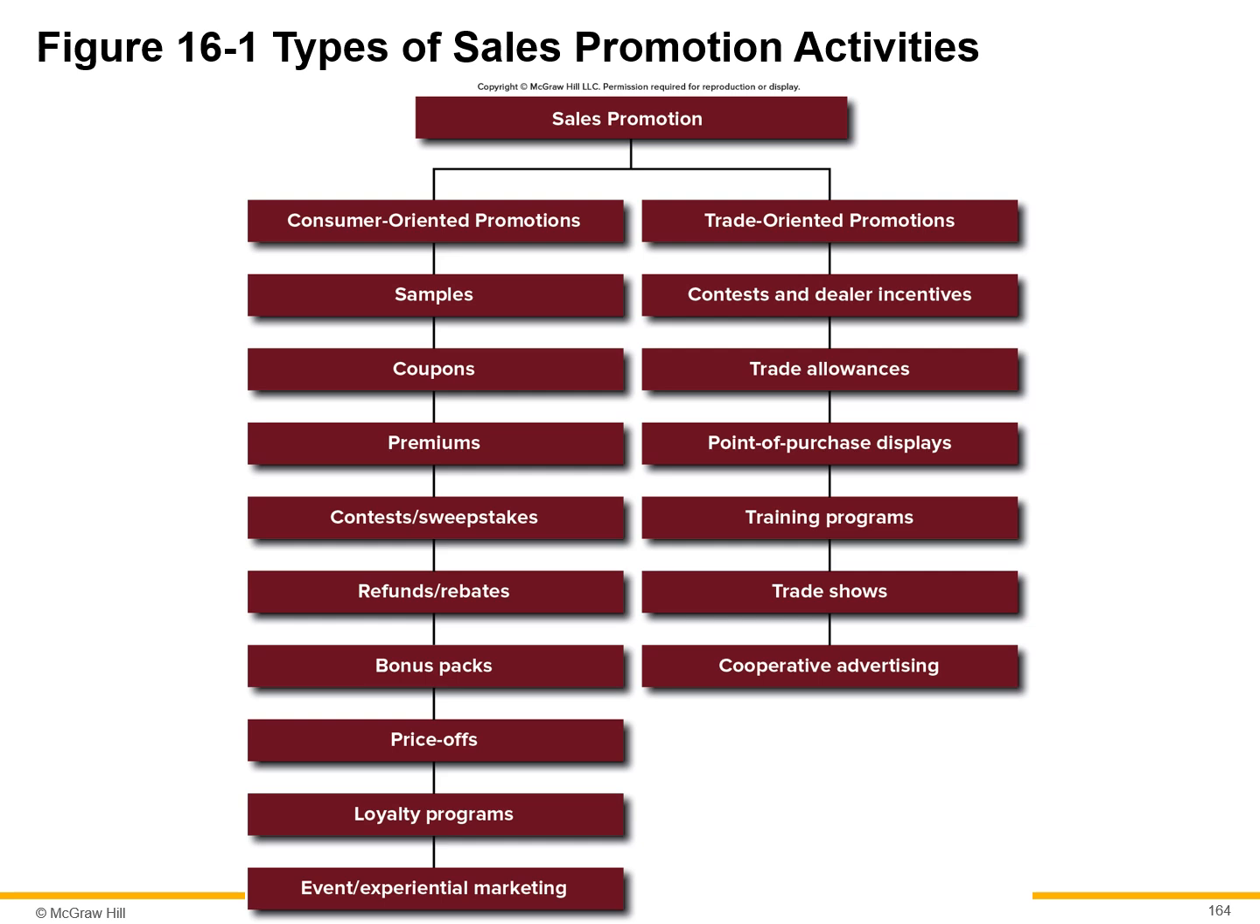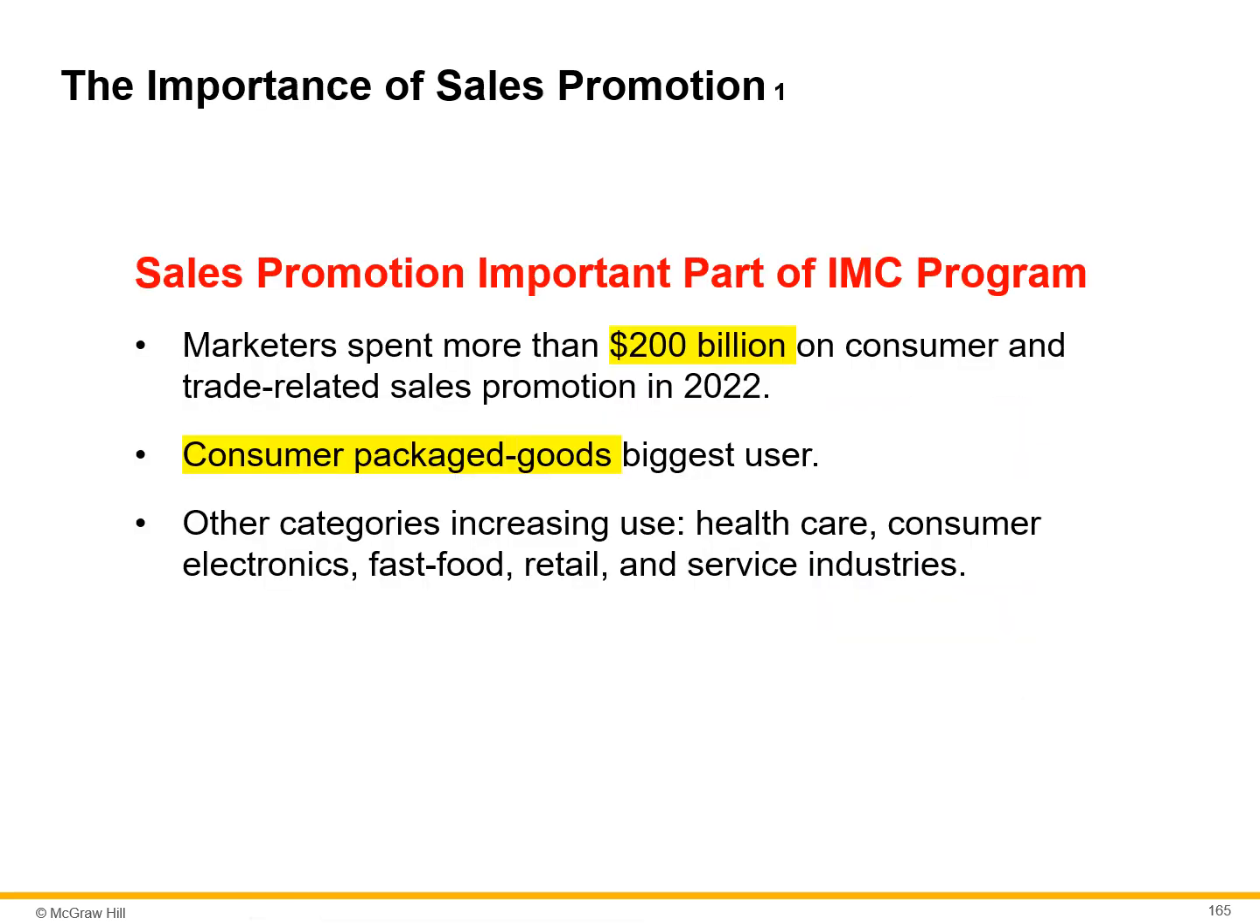Then you can target your promotion to the trade, like wholesalers and retailers. You can have contests also, dealer incentives, trade allowances, point of purchase displays, training programs, trade shows, and cooperative advertising, where you split advertising money together. Sales promotion can be part of your IMC program. The consumer packaged goods industry uses it a lot. Other categories include healthcare, which is starting to use it more, consumer electronics, fast food, retail, and service industries, which are all trying to use it.